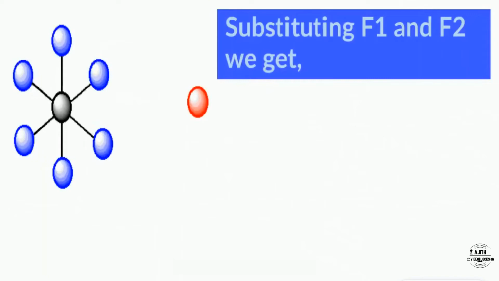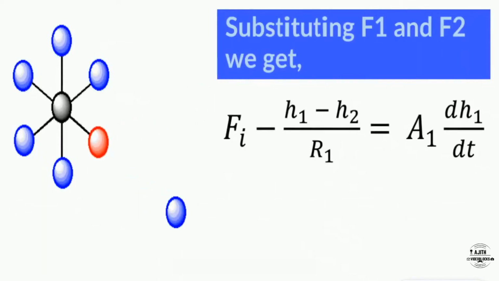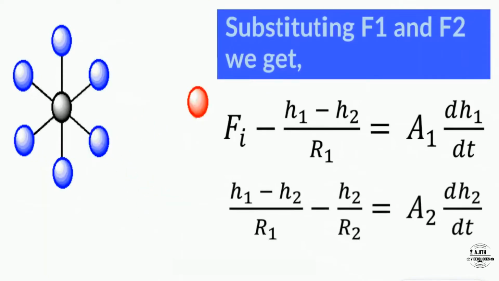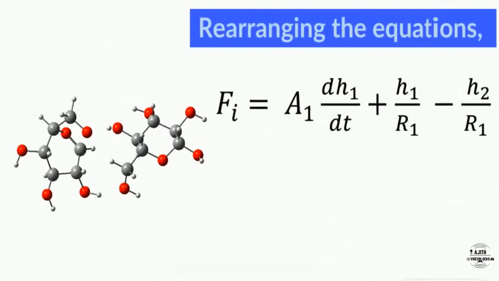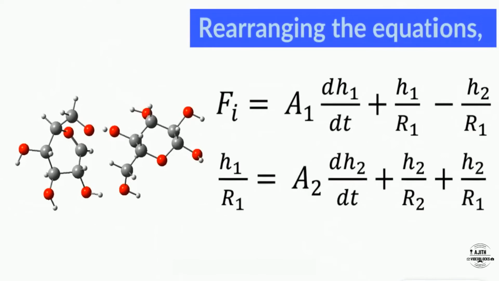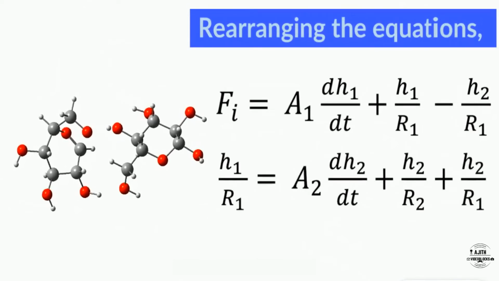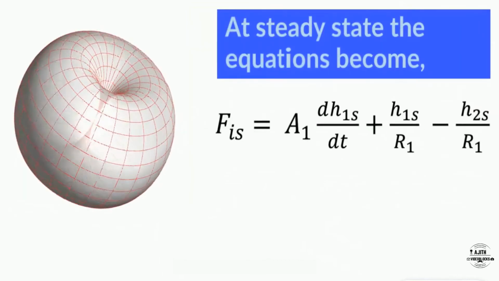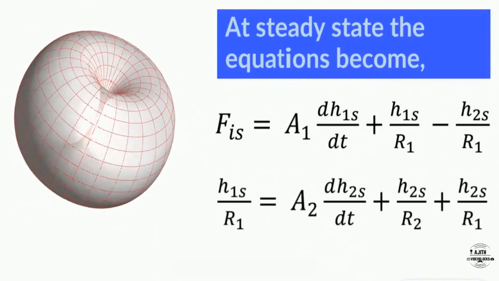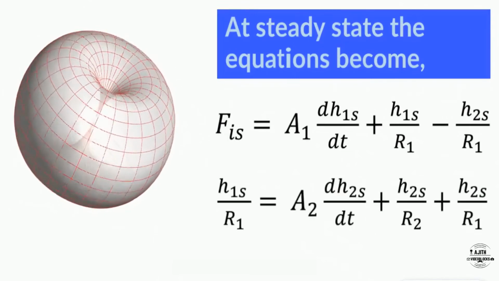Substituting the values of F1 and F2, we get the following equations as shown below. Rearranging the substituted equation, we can obtain the equation for Fi and H1 by R1. At steady state, the equations are substituted with the suffix of small s. Therefore the equations become as shown below.